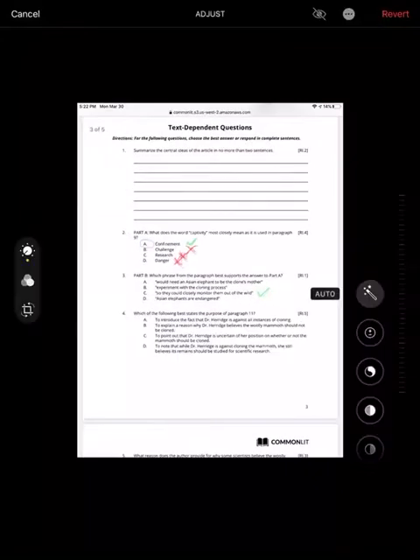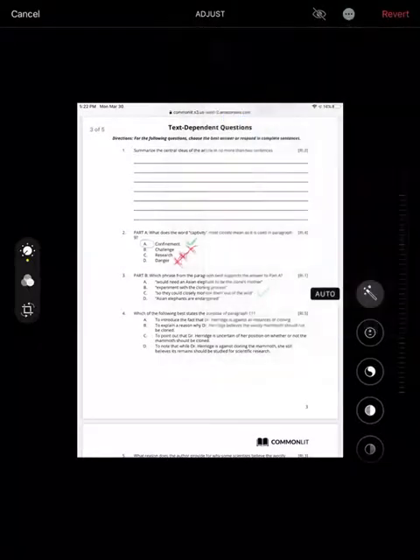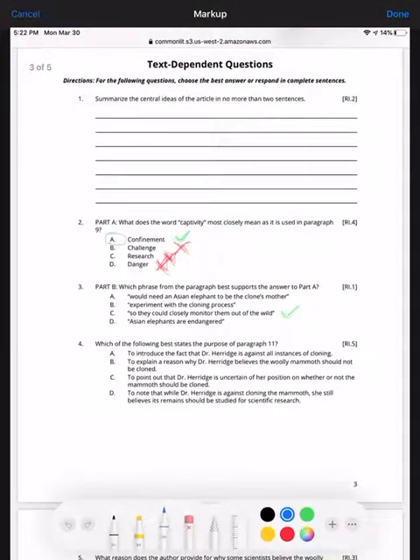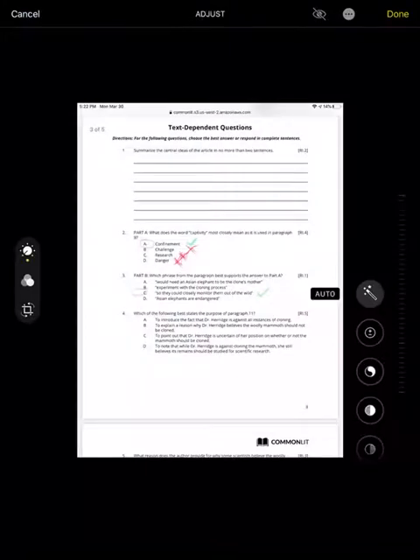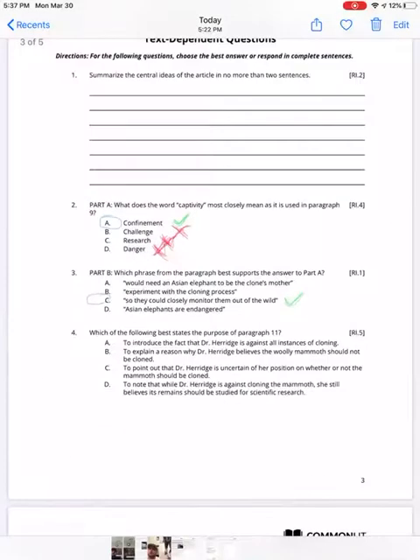Now, how do we find that answer? What helped us find that answer there? Boom. We even just highlighted it. C was correct, so they could closely monitor them out of the wild. So now with this, we're able to identify what the correct answer is based on that. All right? So we've answered questions 2 and question 3, but we need to jump back to question 1. So let's look at question 1 really quickly and identify what we're actually trying to find here.